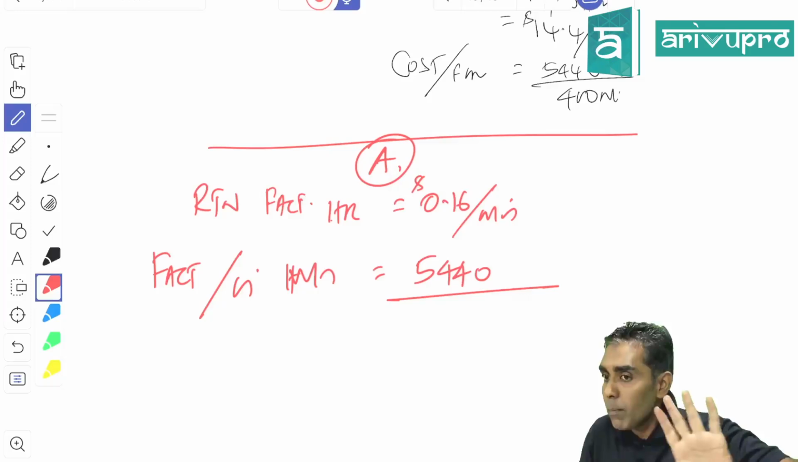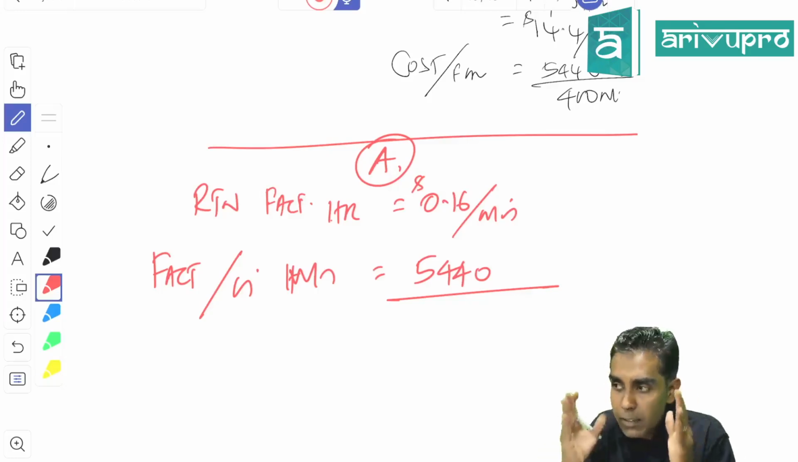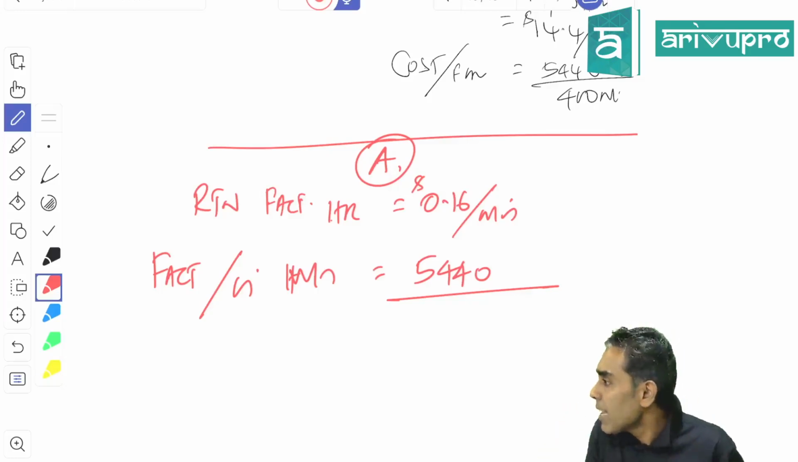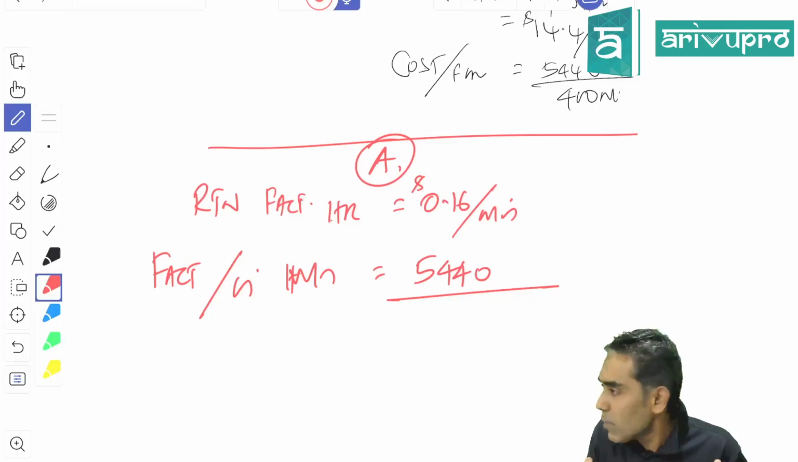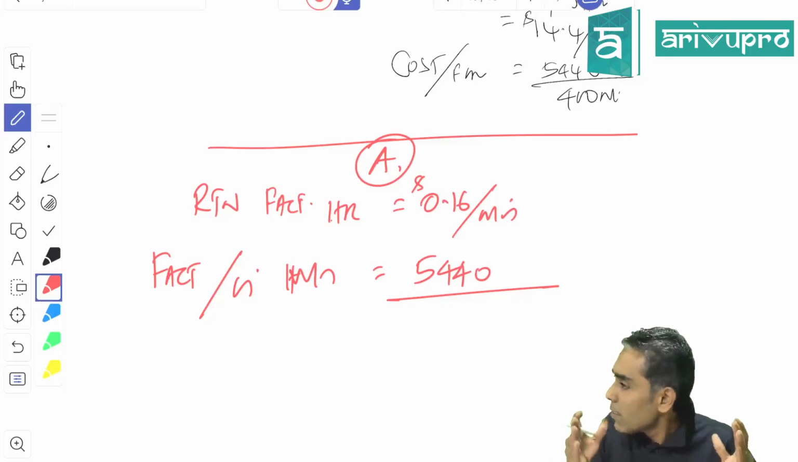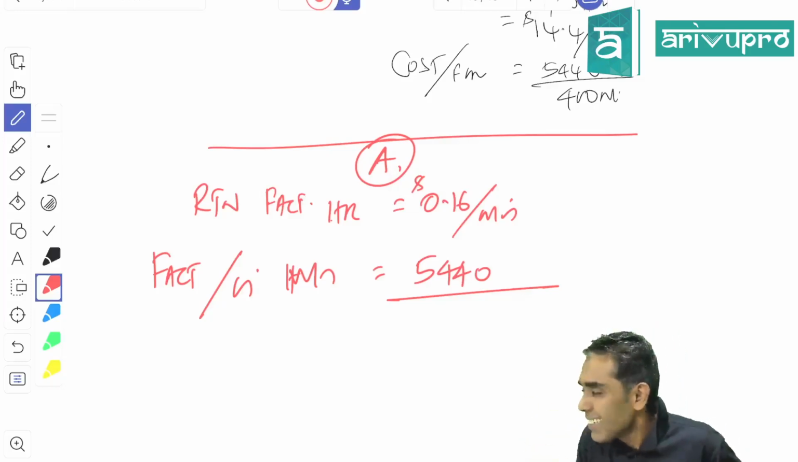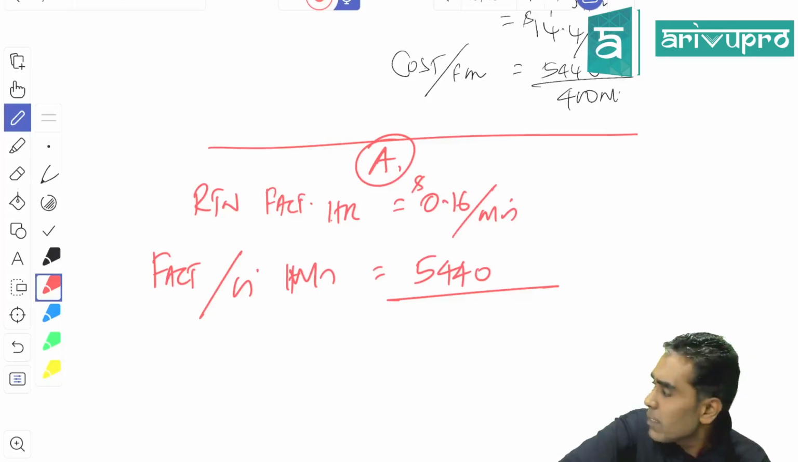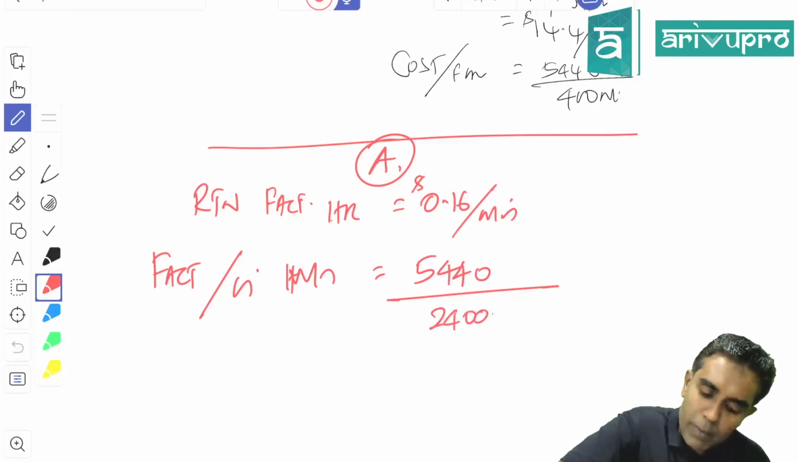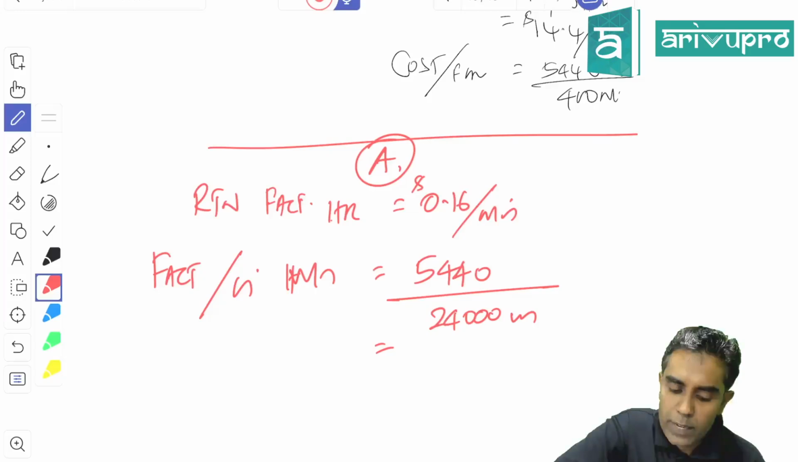Those are very, very basic things. Don't move away from that. You know why? That is a very, very important area in management accounting. Factory costs will remain constant. It does not change. Since that is constant, you can calculate for the company, not for the product. Therefore, factory cost is here how many minutes? 24,000 minutes. Therefore, how much? 5,440 divided by 24,000 minutes.